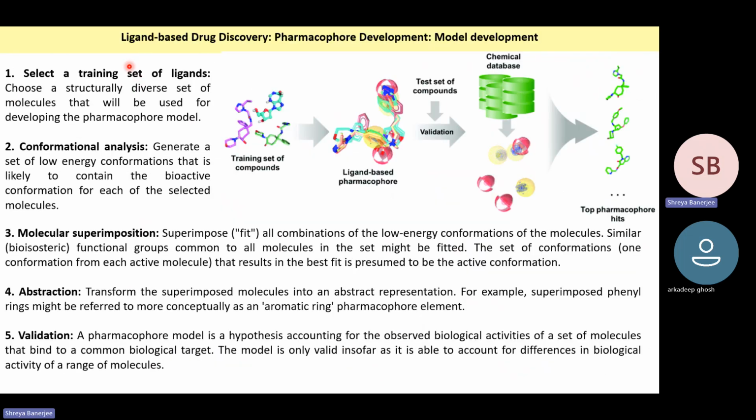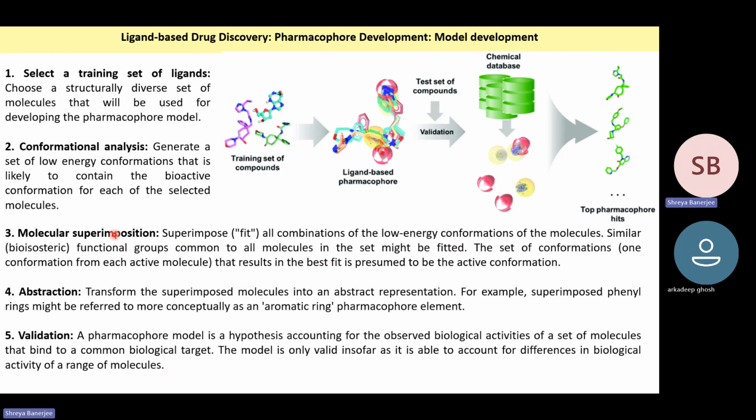So in ligand-based drug discovery, there are certain steps. First is we select a training set of ligands. That is, we choose a structurally diverse set of molecules that will be used to develop the pharmacophore model. The next step is conformation analysis. A set of low energy conformations is generated for this training set of compounds. And in this low energy conformation, the bioactive conformation is expected to be there, because definitely the conformation in which the molecule is binding has to be a low energy conformation.